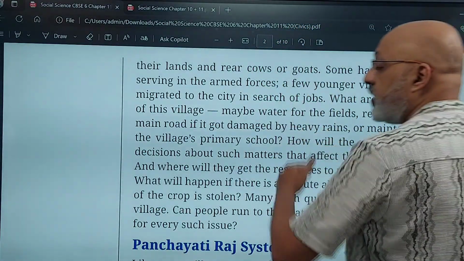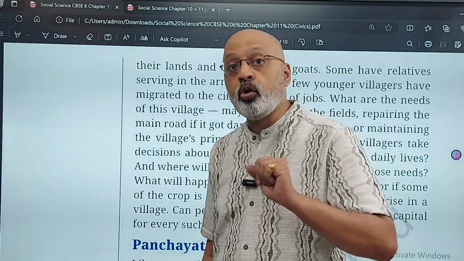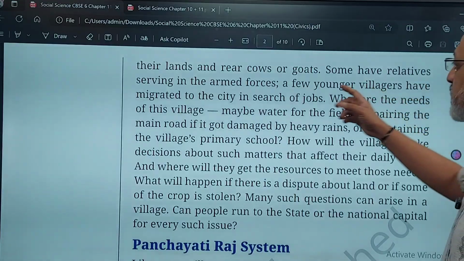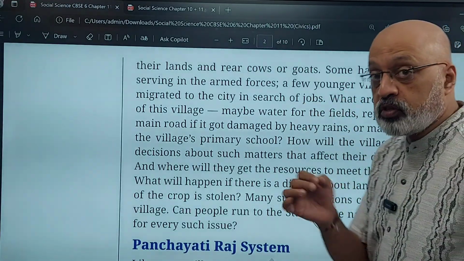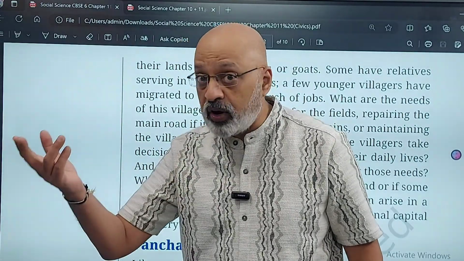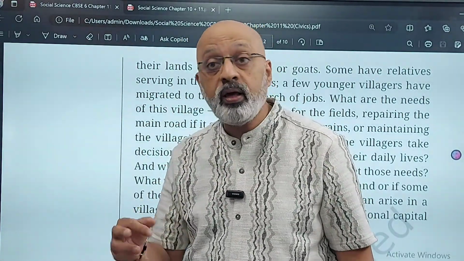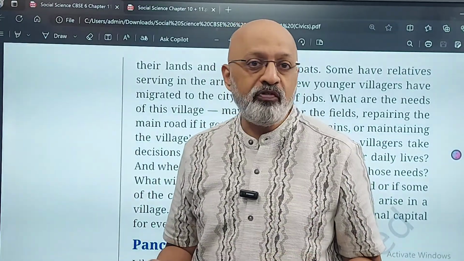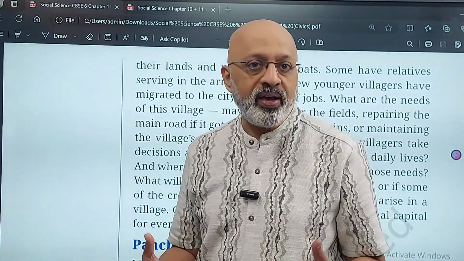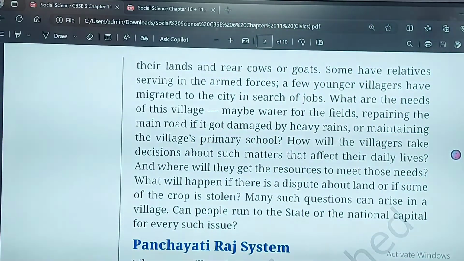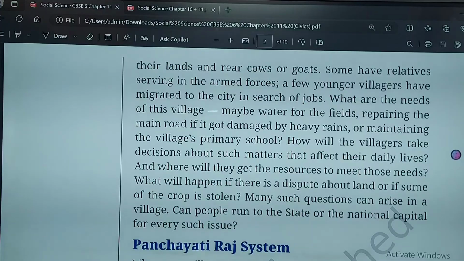Some have relatives serving in the armed forces. कि सेना में भी कुछ लोग उनके रिश्तेदार हैं who are serving in the armed forces. A few younger villagers have migrated to the city in search of jobs. The younger people have gone to the nearby city or any other faraway city, maybe to Mumbai, maybe to Delhi, in order to work there so that you can make more money, because in a village, the possibility of making enough money from agriculture is a little less. So people obviously, for those reasons, migrate in search of jobs.